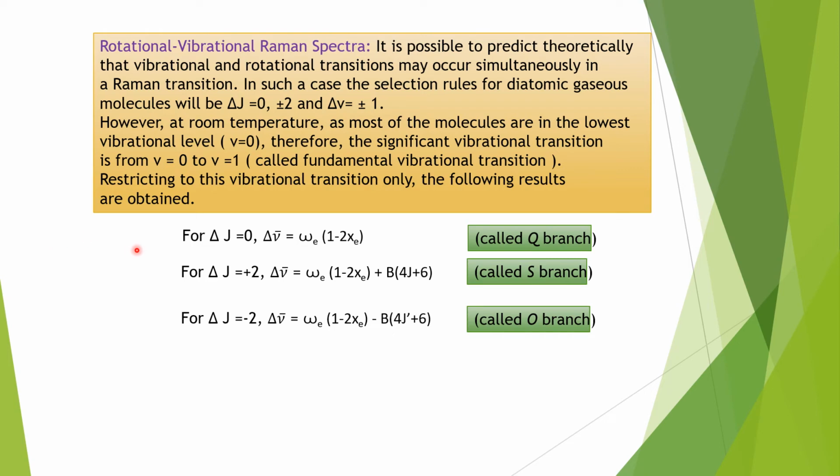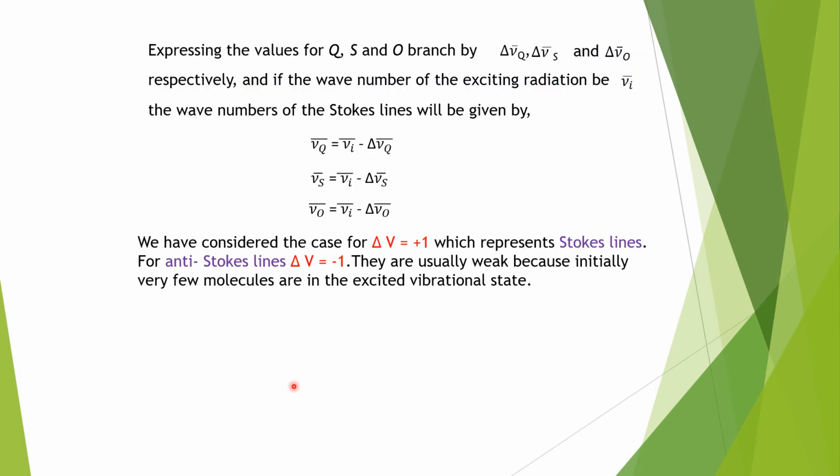That means for delta J equal to 0, the Raman shift delta nu bar is equal to omega_e (1 minus 2x_e), that is called the Q branch. For delta J equal to plus 2, delta nu bar is equal to omega_e (1 minus 2x_e) plus B(4J plus 6), that is the S branch. For delta J equal to minus 2, delta nu bar is equal to omega_e (1 minus 2x_e) minus B(4J' plus 6). So this is called the O branch.